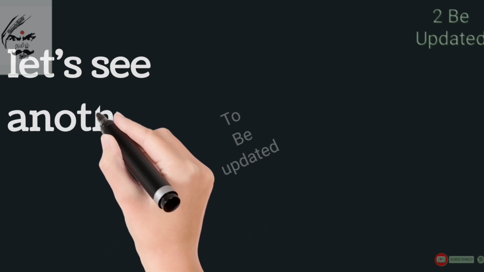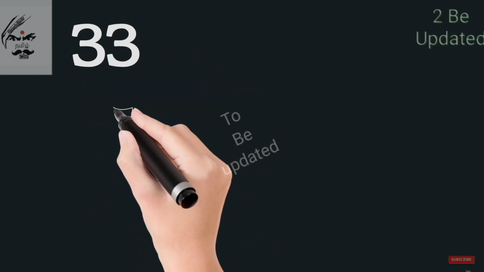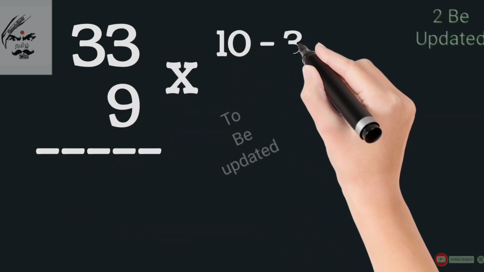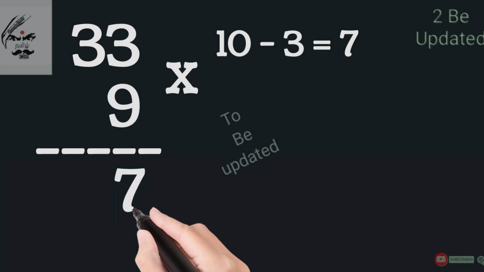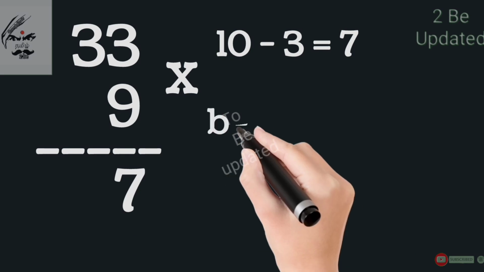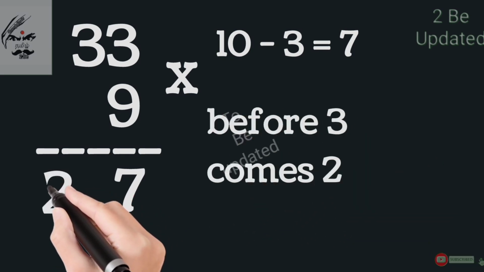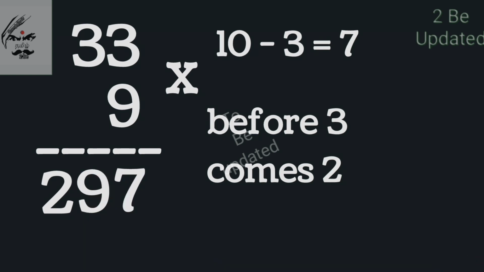Did you understand? No problem. Let us see another example. Now 33 nines are. See, both numbers are the same. So we are subtracting 10 minus 3. We get 7. So the unit digit is 7. And the tens digit is 3, so the previous number of 3 is 2. We put that in the hundreds place. And between 2 and 7 we are going to display 9. So 33 nines are 297. This is the answer. Did you understand? If you don't understand, just pause it and go back and see it again.